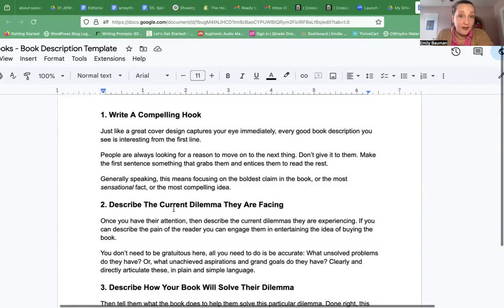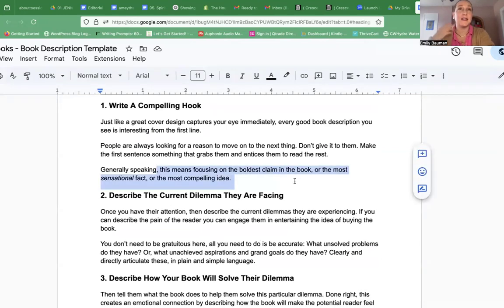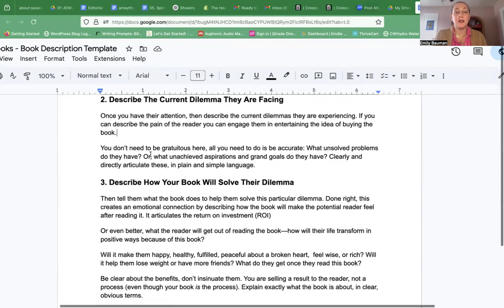So just like a great cover design draws you in, a good book description captures your energy and is like, yes, this is worth reading. This means focusing on the boldest claim, the most sensational fact, the most compelling idea right out of the gate. And then nonfiction books generally have a return on investment. People feel like if I read this, I'm going to feel a certain way. If I read this, I'm going to be inspired. I'm going to learn. I'm going to get something out of it. If I have a problem or a desire, or sometimes that desire is to feel understood or seen or to escape. So, what unsolved problems or feelings does your reader have, or what unachieved aspirations?